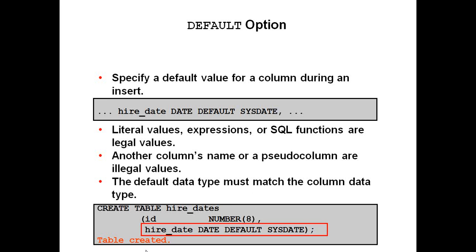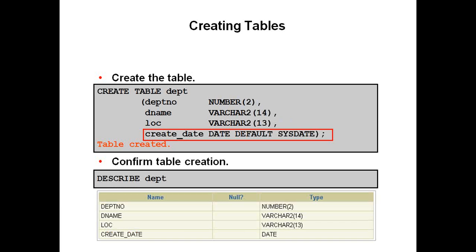So for example, here you can see there was a table by the name hire_dates, and we have two columns over there. One is ID with a number of 8, and the second one is hire date, which is a date data type, but it defaults to sysdate. So whoever joins the organization, their hire date would be sysdate. That means on that particular day, suppose today somebody joined, then the joining date or the hire date will be today's date only. So like that you can specify the default option.